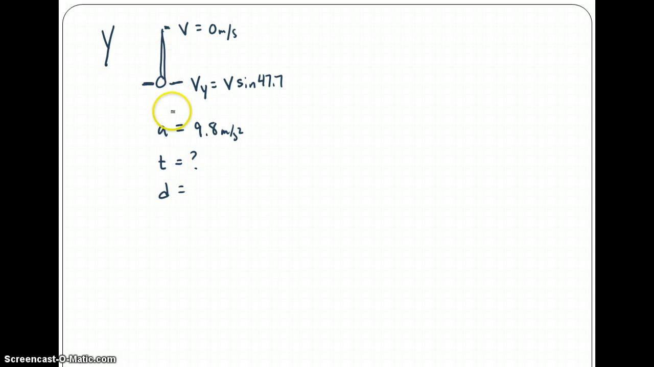Alright, so now I've got these type of things, and what I'm going to do is I need to find a formula that relates these things together. If I'm going to treat this like a free fall problem, I like to do this.